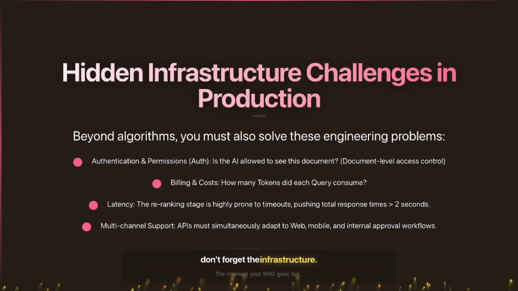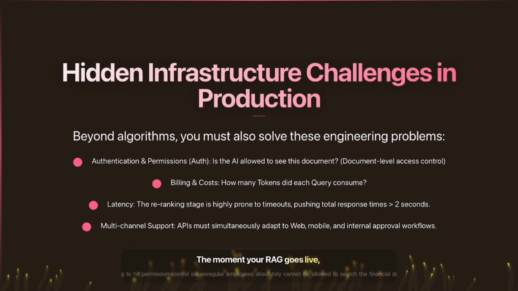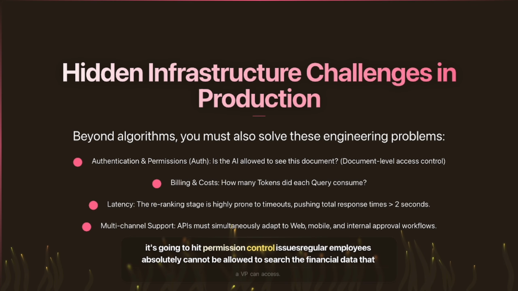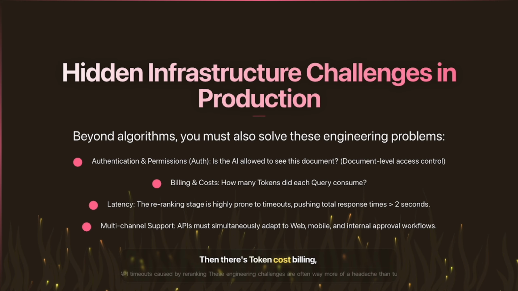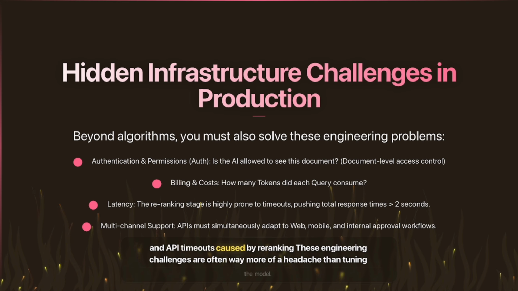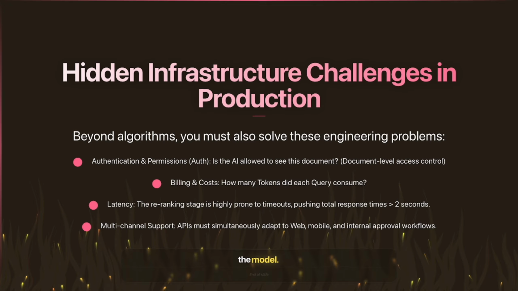Finally, don't forget the infrastructure. The moment your RAG goes live, it's going to hit permission control issues. Regular employees absolutely cannot be allowed to search the financial data that a VP can access. Then there's token cost billing and API timeouts caused by re-ranking. These engineering challenges are often way more of a headache than tuning the model.